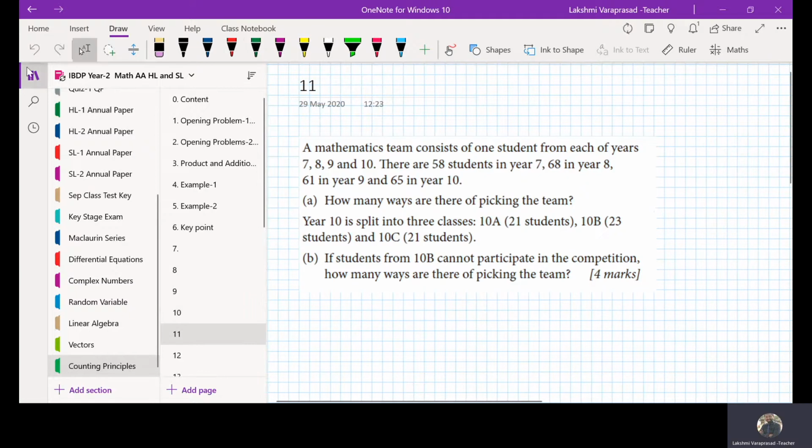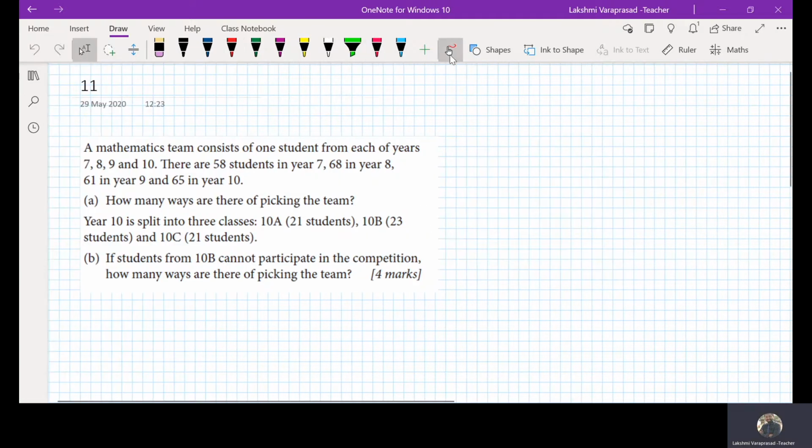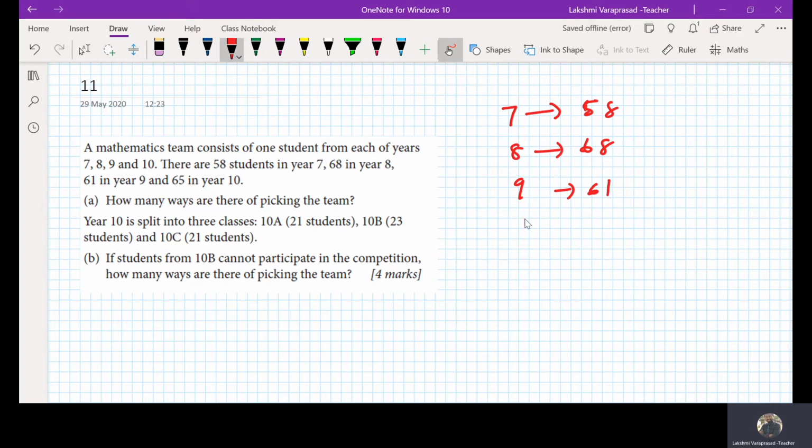And next one, the 11th slide, question number 1. Very interesting here, look at that. A mathematics team consists of 1 student from each year, from 7 to 10. In the 7th class there are 58 students, in the 8th class there are 68 students, in the 9th class there are 61 students, and in the 10th class there are 65 students. This is just given information. How many ways are there of picking the team?